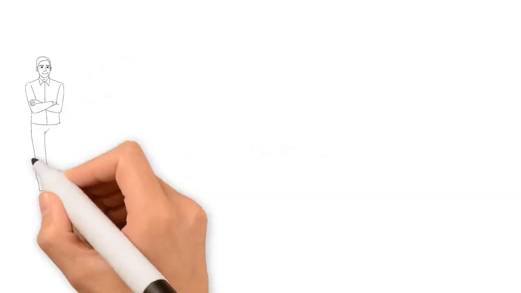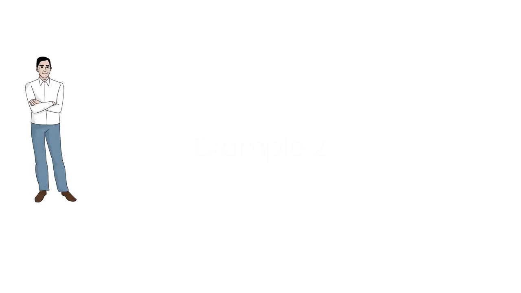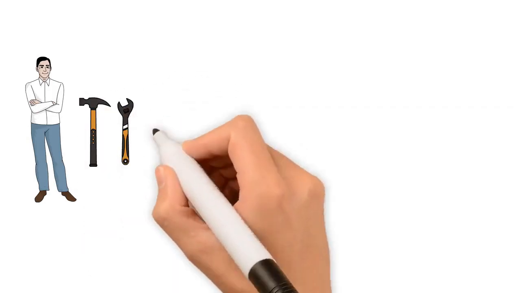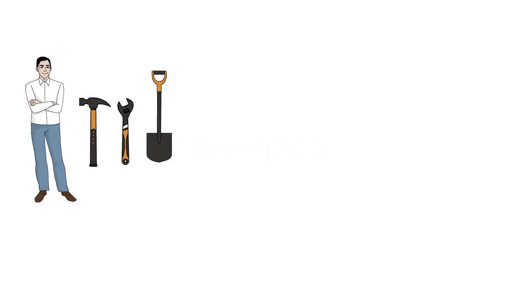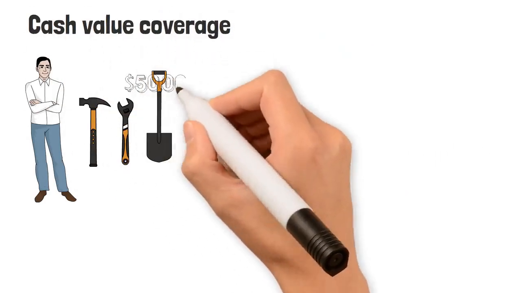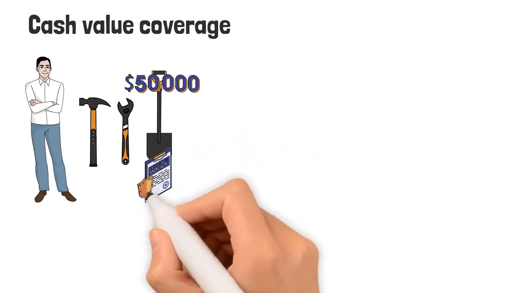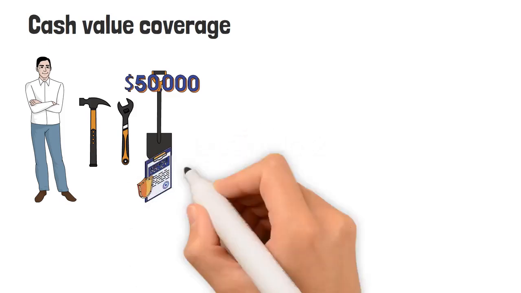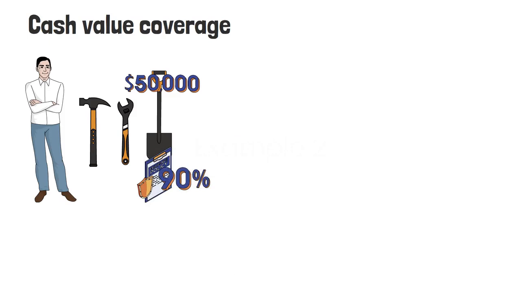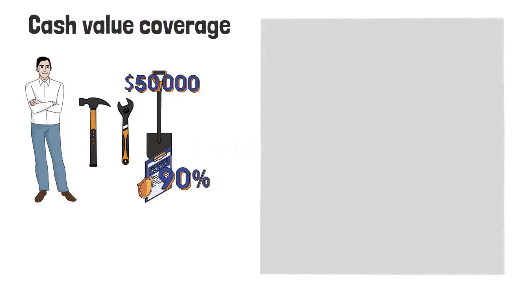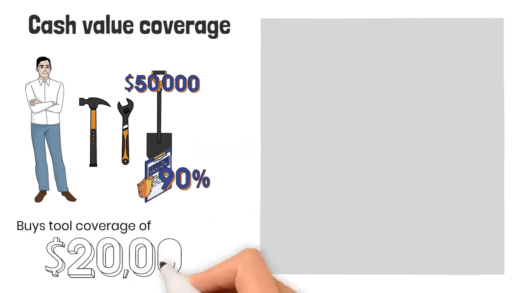Example 2. Let's look at another example. This time we'll consider a contractor who owns tools used for their work. Our contractor's tools are older and would have an actual cash value of about $50,000 for all tools. The policy provides actual cash value coverage and has a coinsurance clause of 90%. Our contractor works at several job sites and never has more than $20,000 worth of tools at one job site, and so buys tool coverage for $20,000.